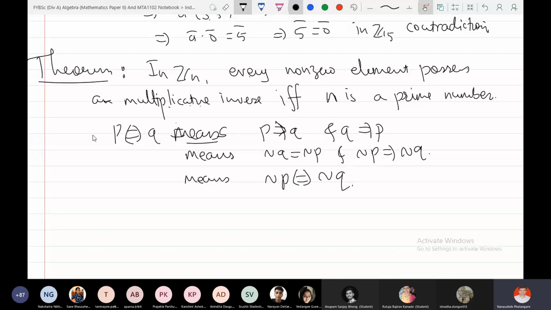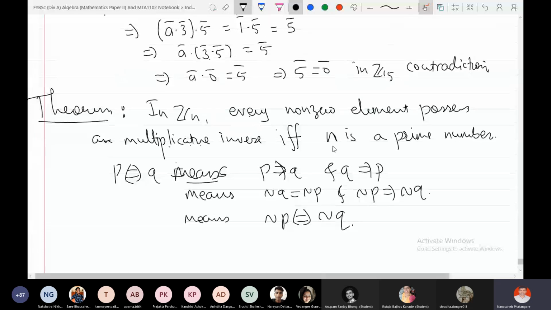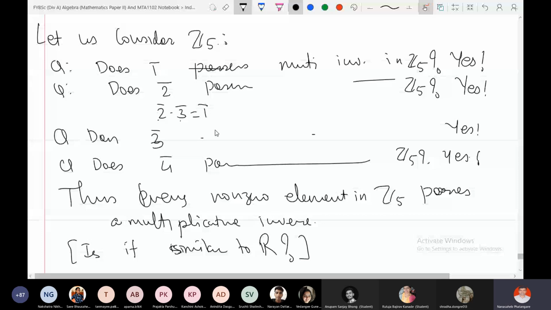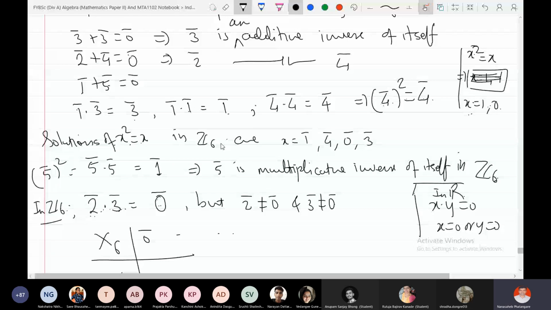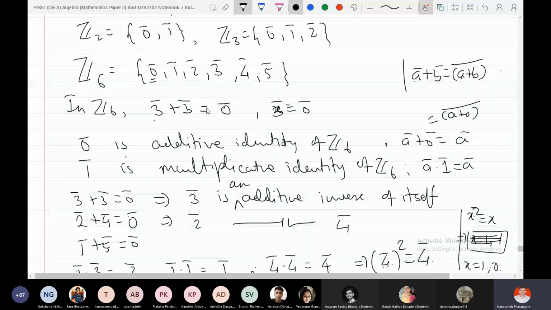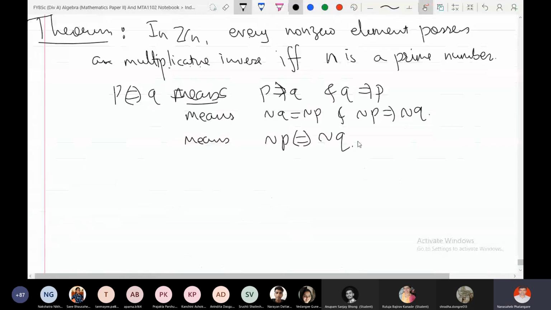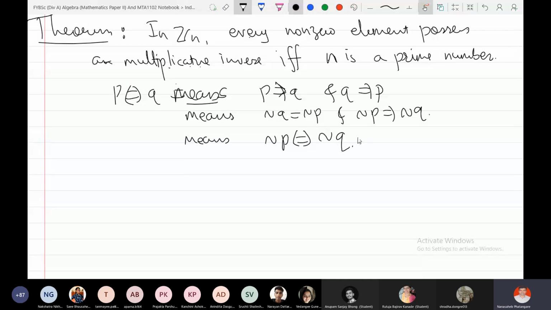So when we have two statements with if and only if, it is equivalent to saying that the negations are also if and only if. And therefore if n is not prime, then this fails. That means some non-zero element in Zn may not have a multiplicative inverse, and that is what is happening in Z6. So 6 is not prime, right? And therefore some non-zero elements do not have a multiplicative inverse. Is it clear? We'll not prove this theorem right now because we'll prove it later on. But this idea you should understand.